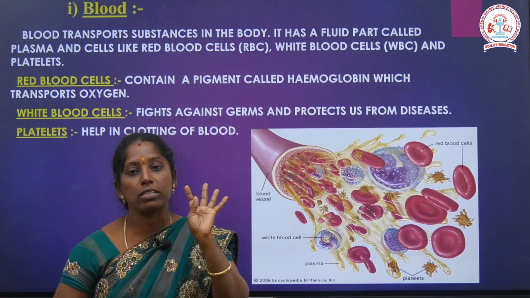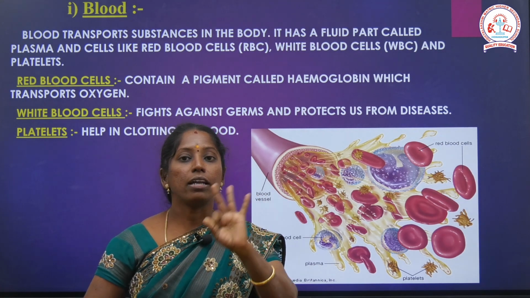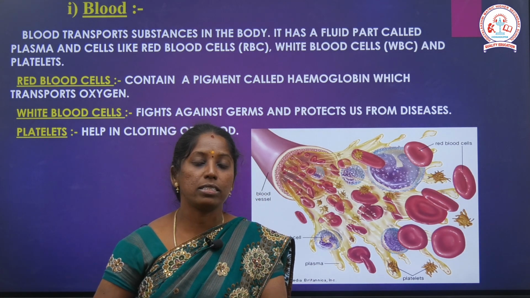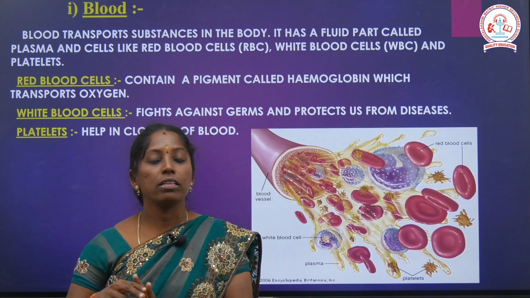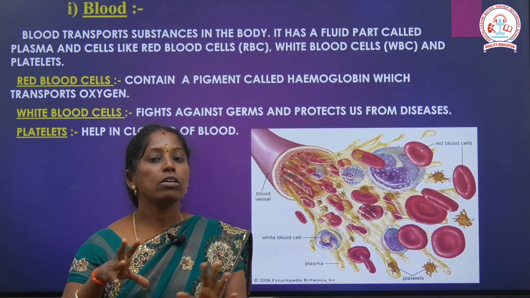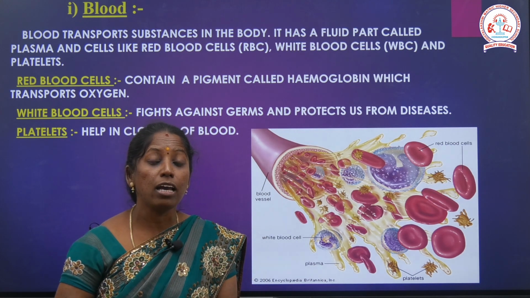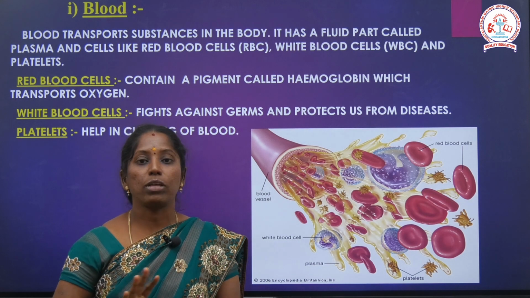There are 4 important components present in the blood: plasma, white blood cells, red blood cells and platelets. What is the red pigment present in the blood? That is called hemoglobin. It gives the red color to the blood. It is also important because it carries oxygen to all parts of the body.